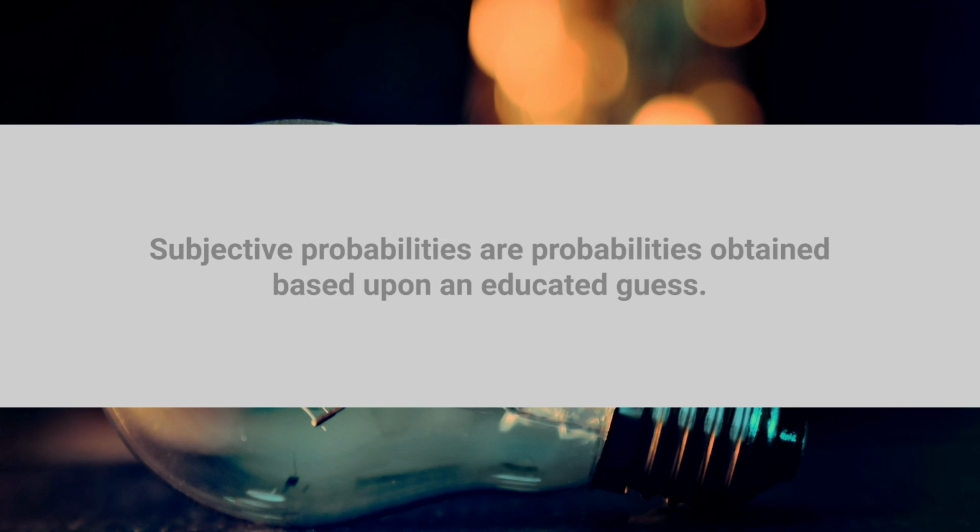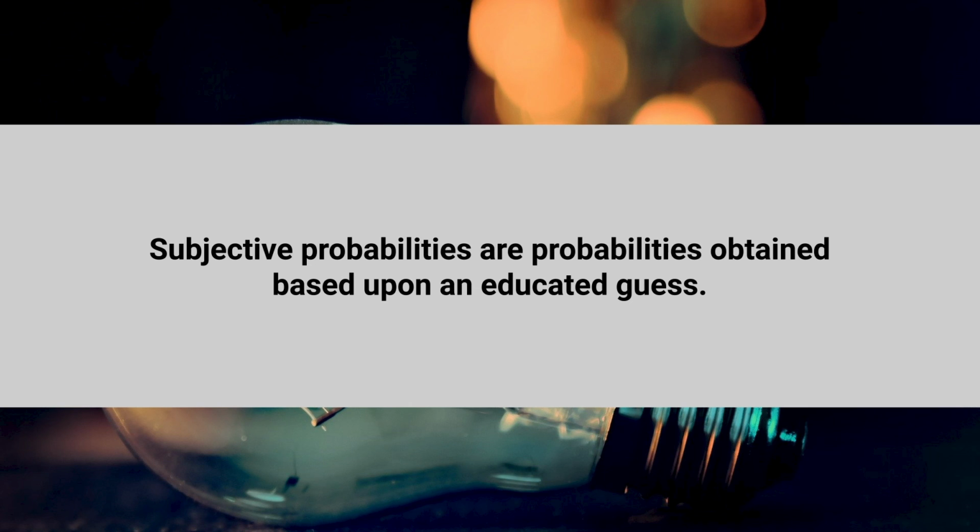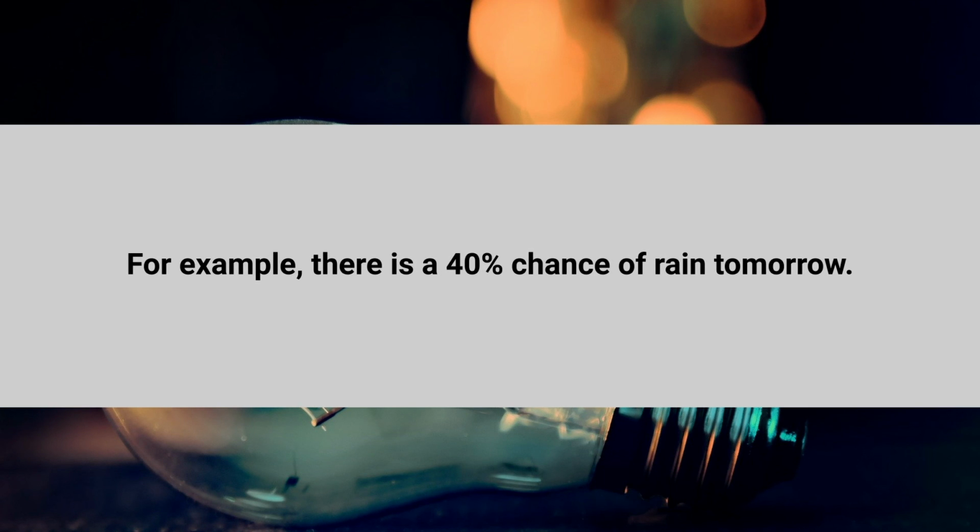Now, subjective probabilities are probabilities obtained based upon an educated guess. For example, there is a 40% chance of rain tomorrow. I think we have talked a lot about all these approaches, which is quite important. In our coming sessions, when we talk about probability distributions or probability rules with good examples, we are going to apply these approaches, either the classical, experimental, or subjective.